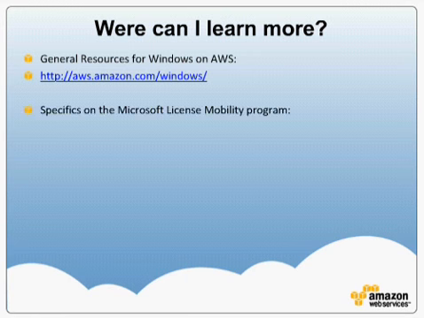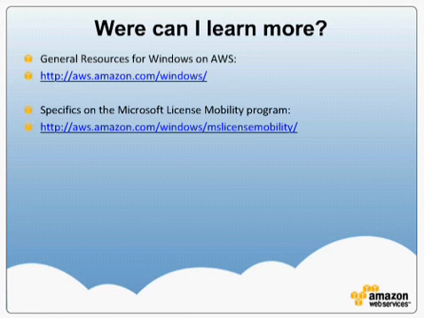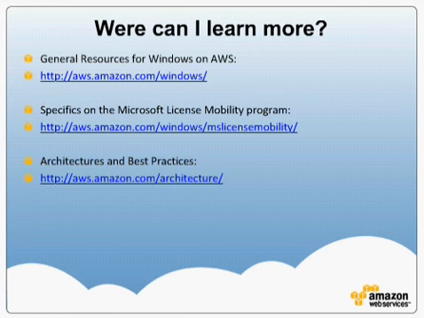aws.amazon.com/windows. There's also some specifics on our Microsoft License Mobility Program, the system for bringing licenses into the cloud. That's at the MS License Mobility page, and there's also a link to that on the Windows page. If you're interested in the best ways to build and the architectures that others have used, we've built some very significant diagrams, documentation and white papers on our architecture page. So certainly take a look at that. That resource is something that our Solution Architects group, of which I'm a member, is very regularly updating.